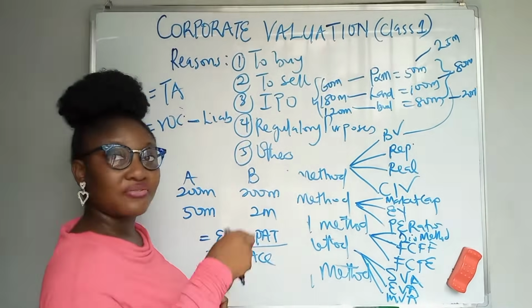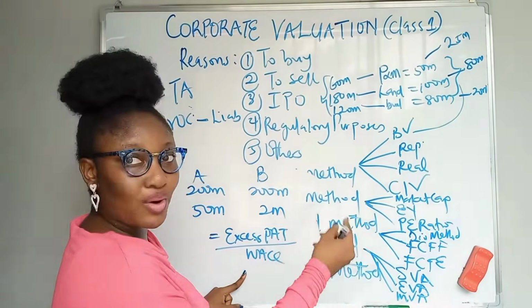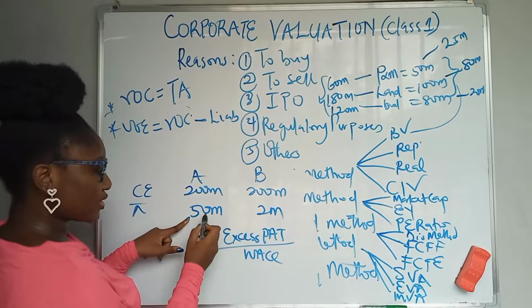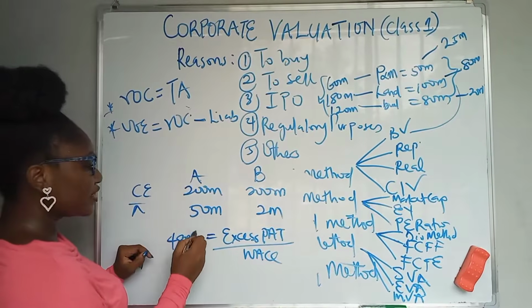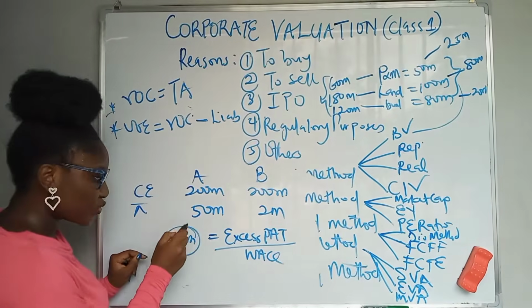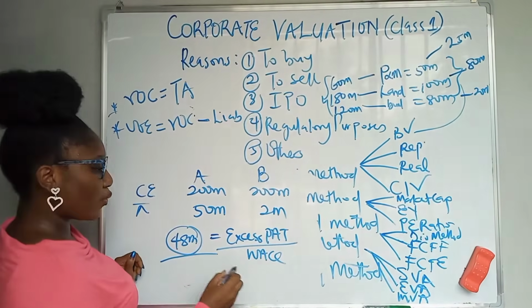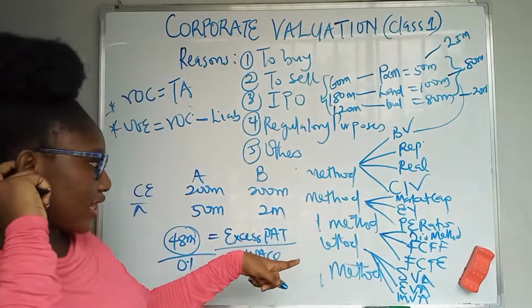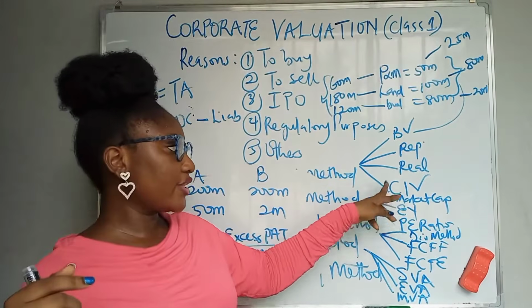What it means is that you are getting the value of a company based on the intangible asset in that company. What is their excess profit after tax? The excess profit is 48 million, the difference that A is making over B, right? So this excess profit is what you are using to value the company. When you divide by WACC, let's say WACC of 10%, it means you are discounting to perpetuity. So that's how to value a company based on calculated intangible value.